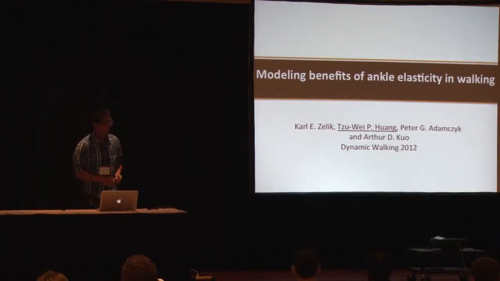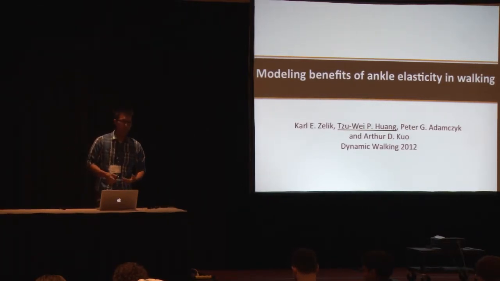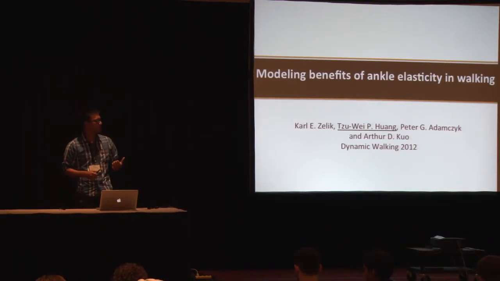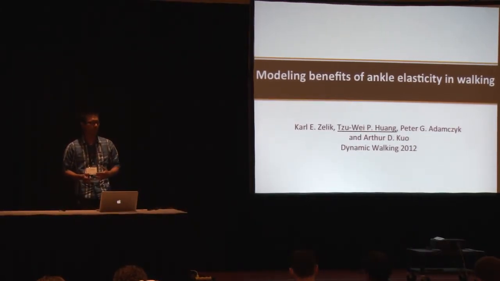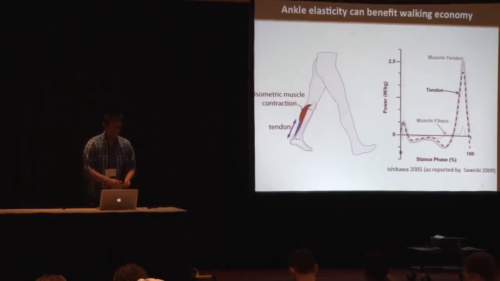So in the past few days, we talked a lot about the elasticity, which can benefit walking and running, and we use that in robots, modeling, and lots of things. But now we are going to study how to choose the stiffness and other parameters which can minimize the cost of energy. So here's some literature review.